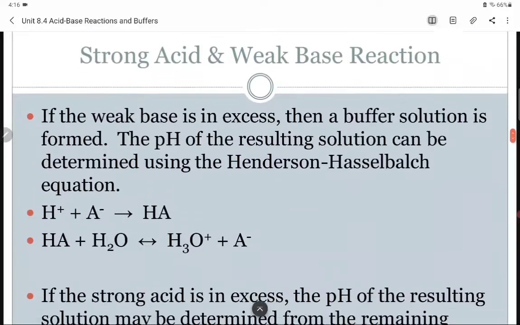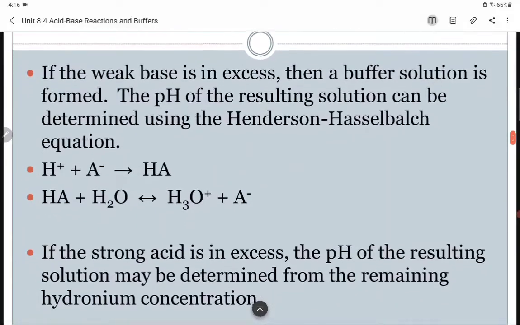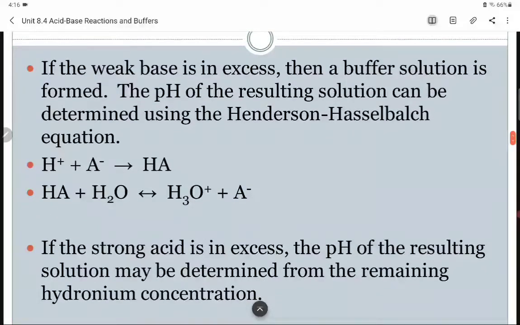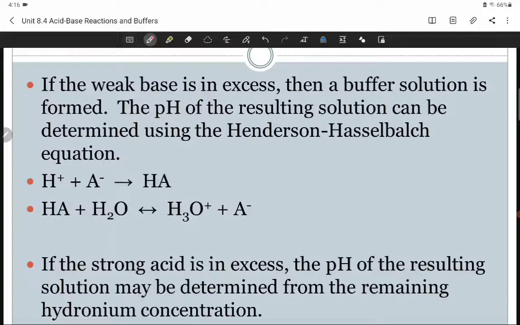Similar situation, this time strong acid and weak base. So if you would have a situation where you have A minus left over and you make HA, well, there you go. You can still use pH equals pKa plus log of A minus over HA.